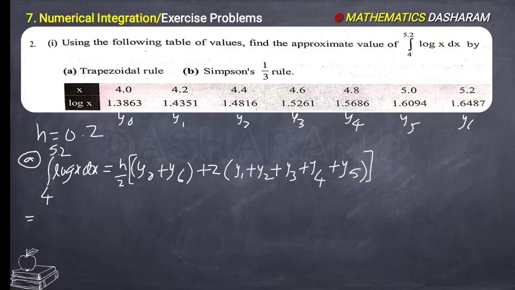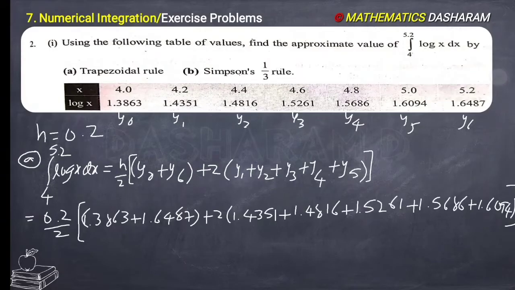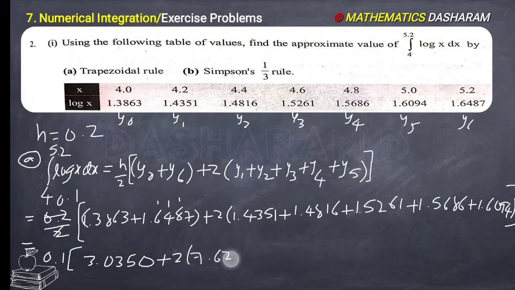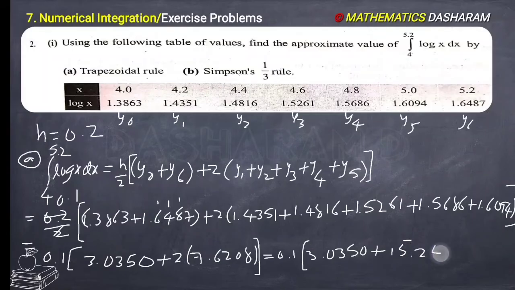Now it is equal to the h value 0.2 divided by 2, bracket of y0 plus y6, plus 2 into the sum of the remaining ordinates. Two ones are 2, 0.1 is 0.1. Let us add these two: 7.6208. So 3.0350 plus 2 into 7.6208, so it is 15.2416.